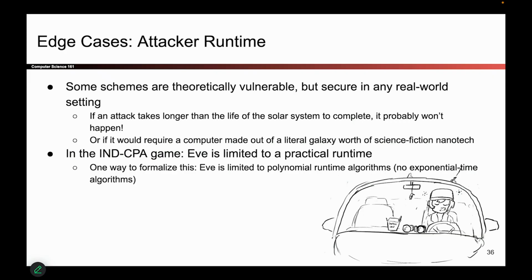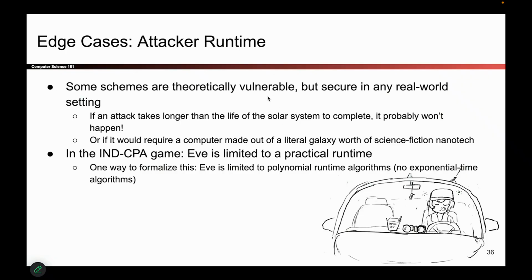OK, here's the second edge case. There are some schemes out there that are vulnerable in theory. You can write out an attack, but trying to execute that attack is going to take really, really long. And I'm talking about life of the solar system kind of long, millions of years. So there are some schemes out there where you can't actually attack them, and someone has written up an attack, but someone trying to execute that attack would not finish it for millions and millions of years.